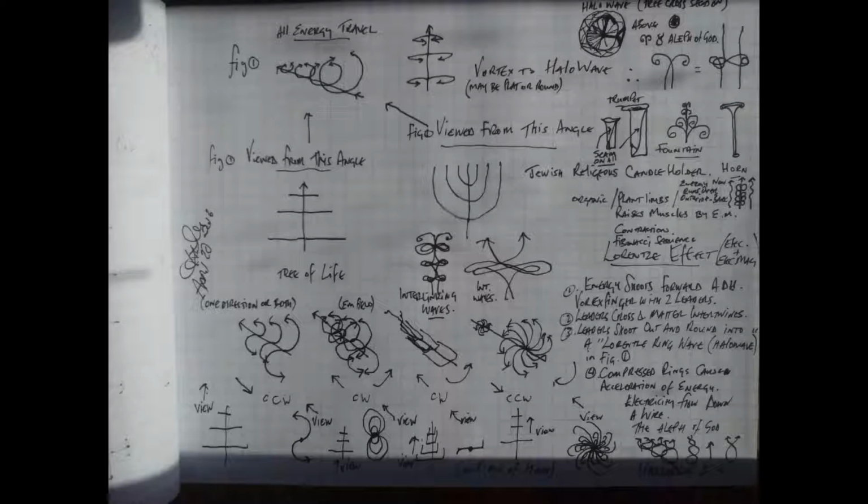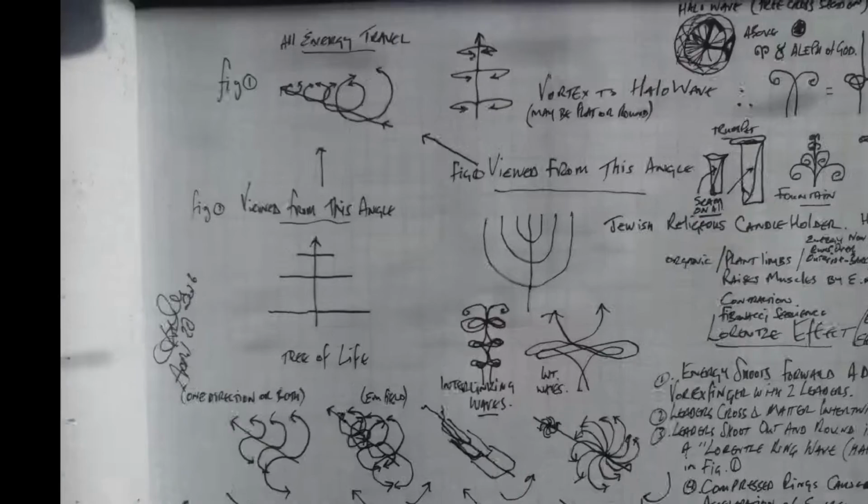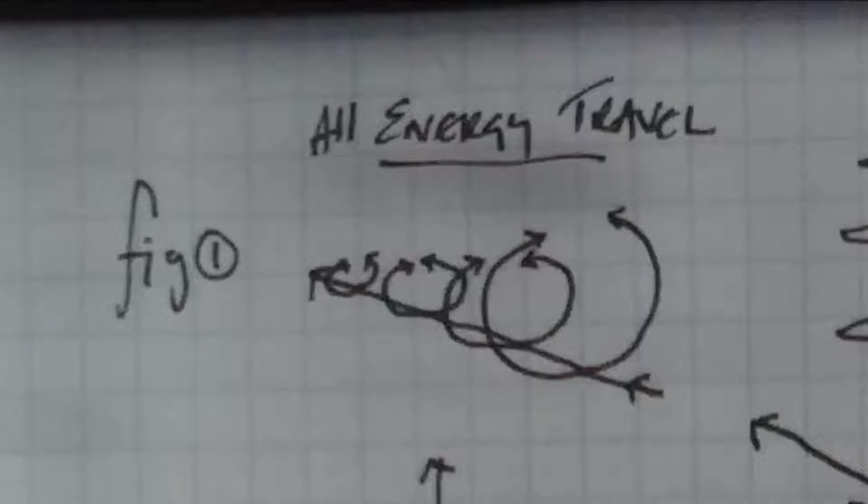Okay, in one of my last videos I put up this diagram of all energy travel, which shows all kinds of different energy travel, but I showed the main one, which would be figure 1, and I said this is energy forward, which creates a rollover halo wave which curls around. It's basically a Lorentz ring. It generates enough rotation to shoot forward another beam, then it has to roll back again.